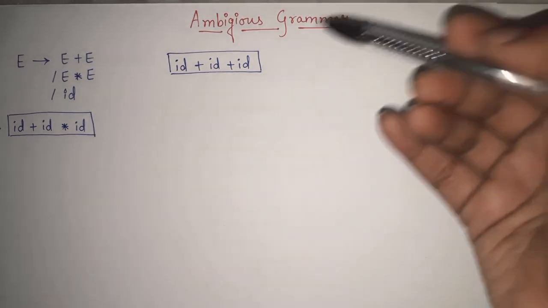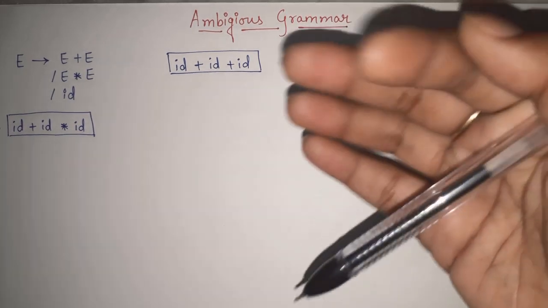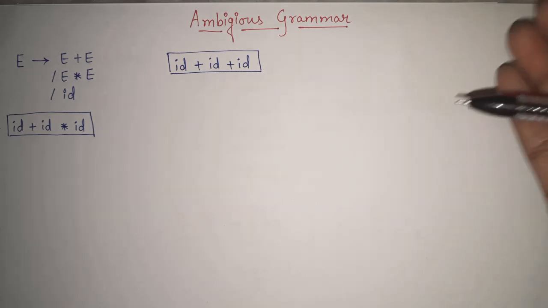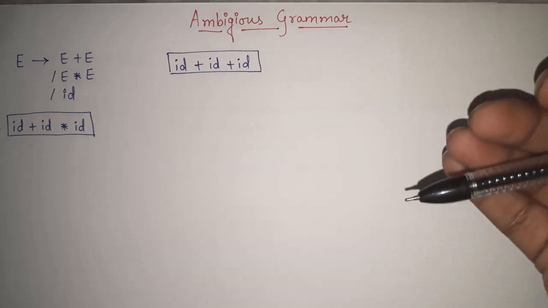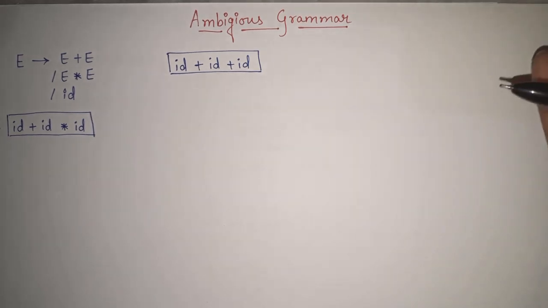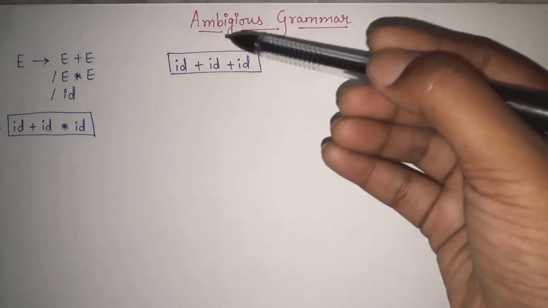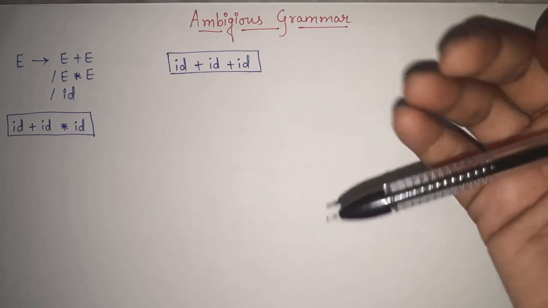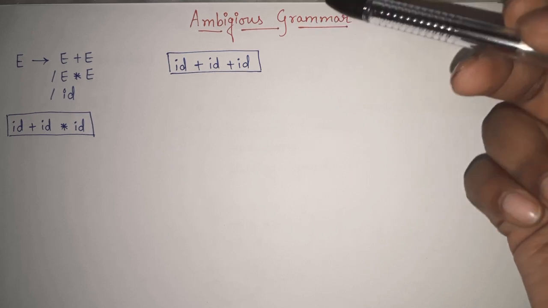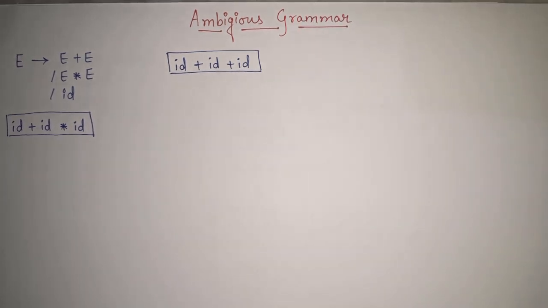So, what is ambiguous grammar? In one sentence you can remember that if there is any grammar for which I can generate more than one parse tree, such a grammar is known as ambiguous grammar. In this video we will see what ambiguous grammar is and, if it is possible, how we can convert ambiguous grammar into unambiguous grammar.